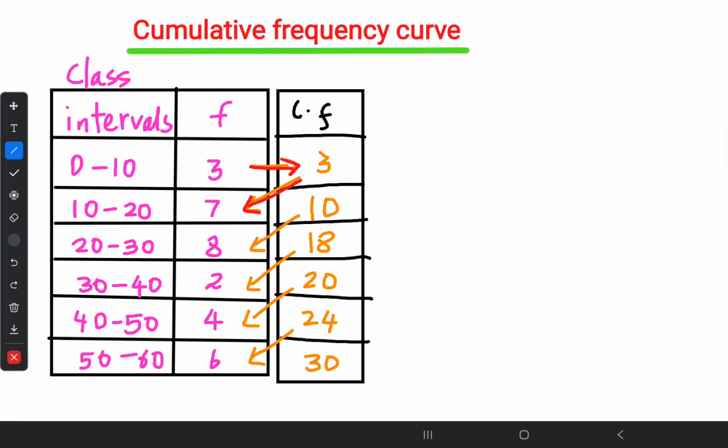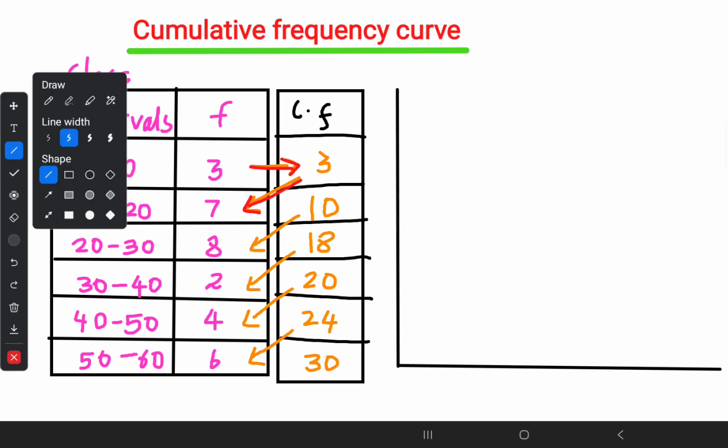Now let's draw these values in the cumulative frequency curve formation. In cumulative frequency curve formation, you will have the x-axis and y-axis. Both together will produce the respective curve. I will draw and then afterwards I'll explain. Okay, this is our curve formation.